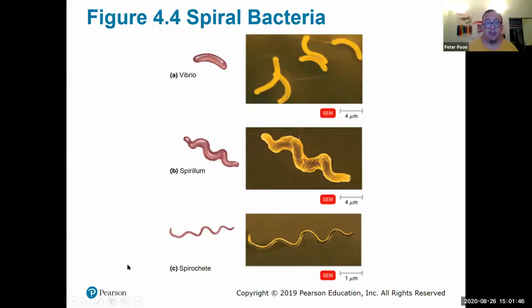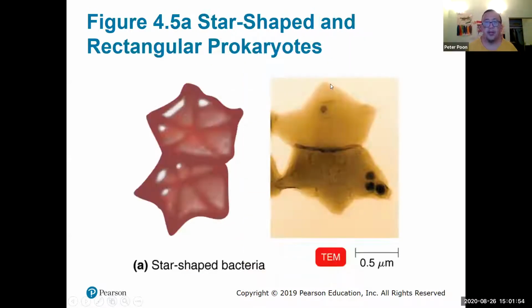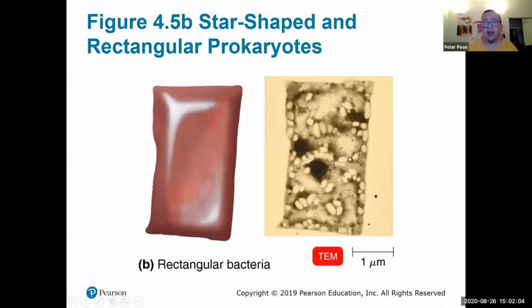So this is spirillum, and this is a spirochete. This is vibrio. This is a comma. This is two star-shaped bacteria. Actually, you can see where they separate in the middle here. This is a rectangular bacteria.